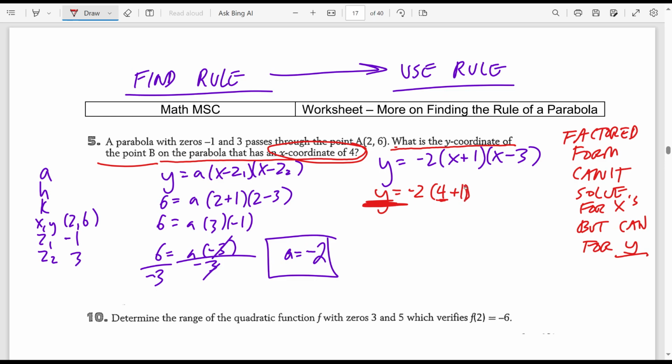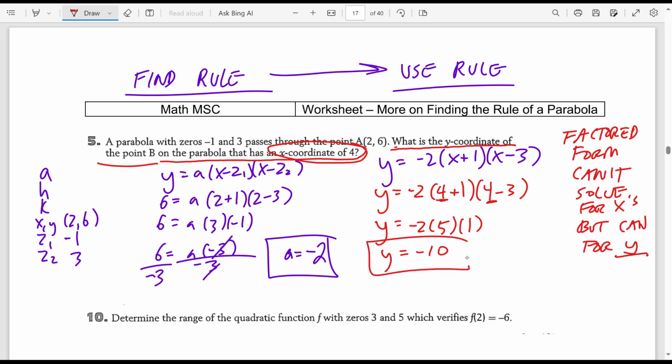Plus 1, plus 1, 4, minus 3. And I reuse it twice. Okay? So what is y when x is 4 is all I have to solve for. So then y is equal to -2 times 5 times 1. Y will be equal to -10. That was me finding the rule. This was me using the rule.